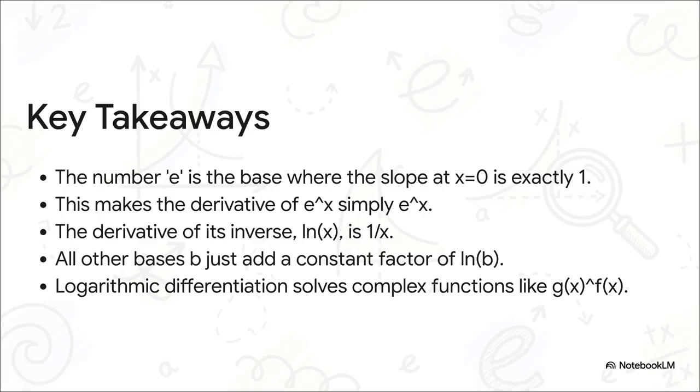So let's just pull this all together. It all came back to finding that one special number, e, the unique base where the slope at the start is exactly 1. That simple fact gave us d/dx of e^x equals e^x. From there, we got the derivative of its inverse, ln of x, which is 1 over x. And with those two pieces, we could figure out the rules for any base. And to top it all off, those tools gave us logarithmic differentiation, this awesome trick for tackling super complex functions.